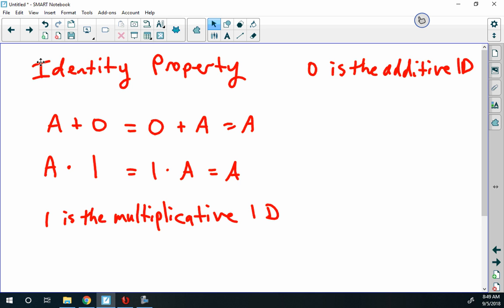That's really important. At some point this year, we're going to add fractions. And adding fractions is way more difficult than multiplying them. If you ever have to add fractions, you need a common denominator, and to get one, you need to understand how the multiplicative identity works. So that's the identity property, all right?